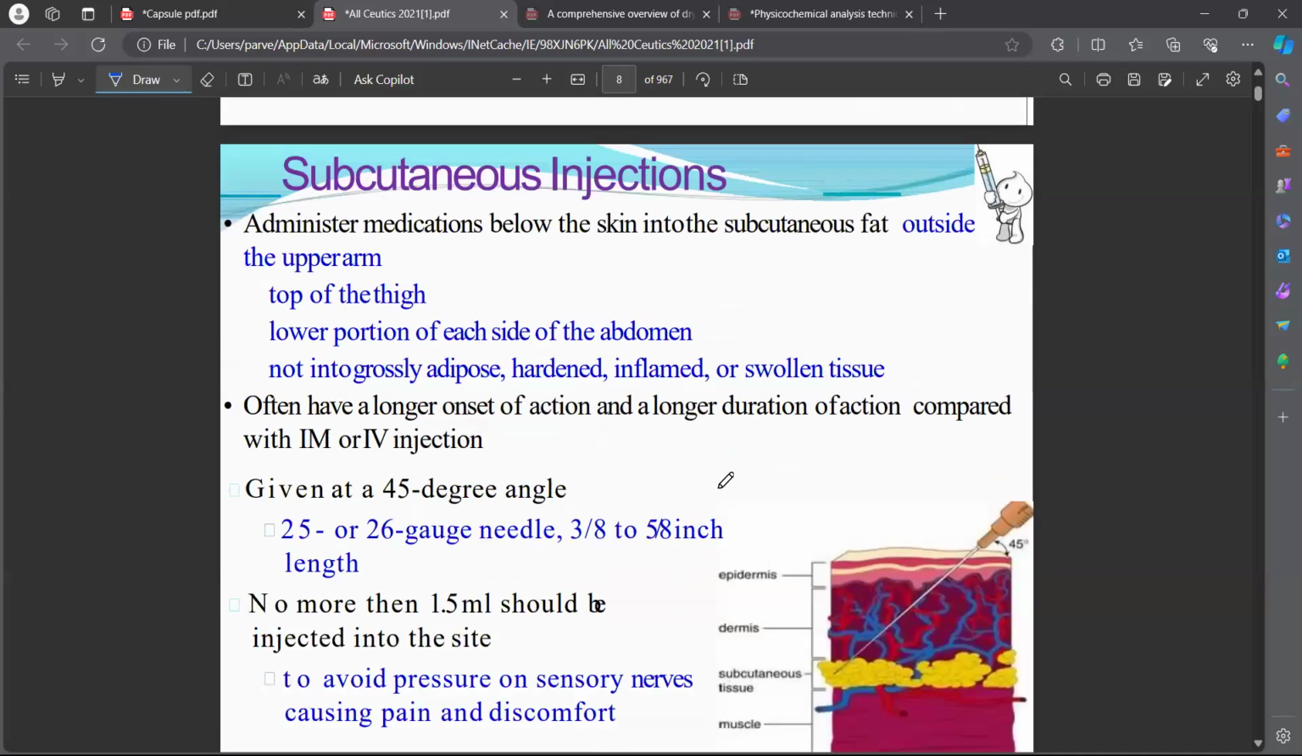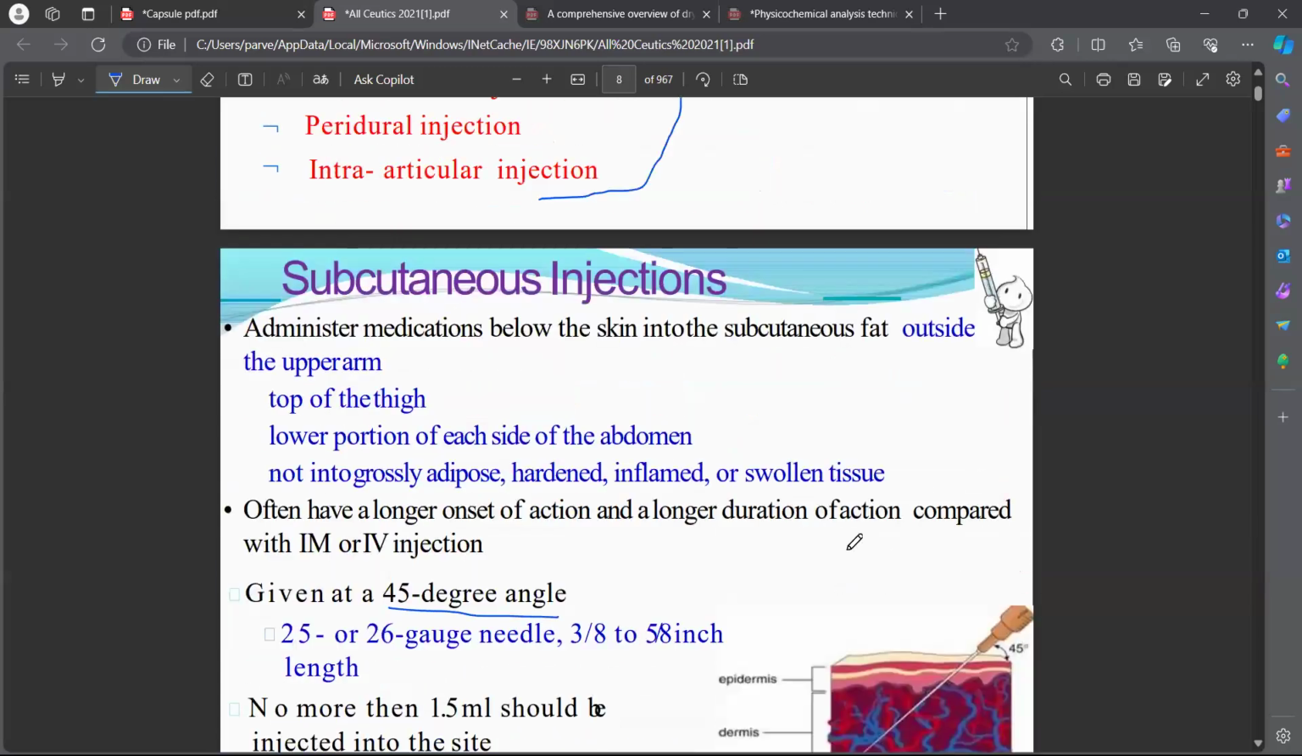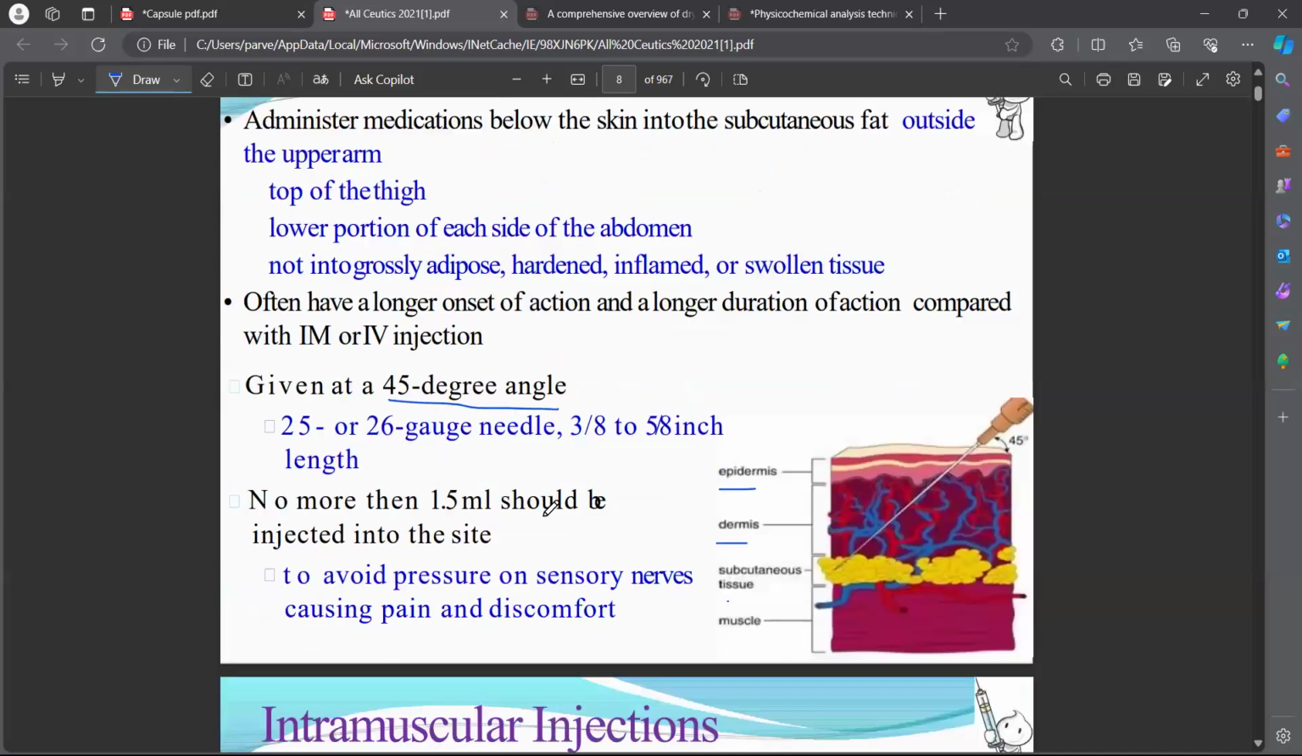As we can see, this is the layer of our skin: epidermis, dermis, subcutaneous, and muscle. So directly into the fatty tissue, the drug is administered. Generally, not more than 1.5 ml should be injected at this site.